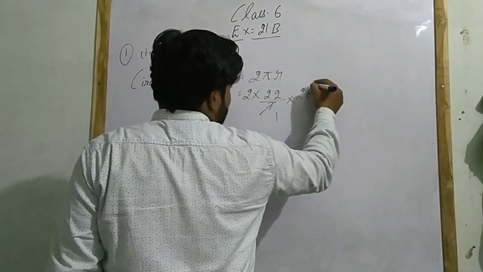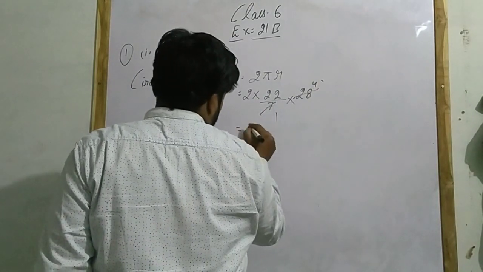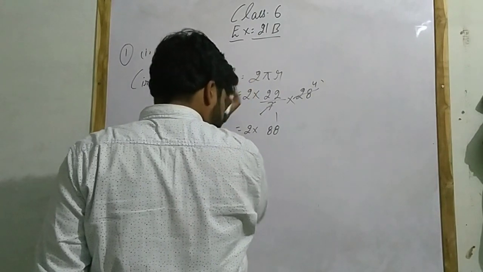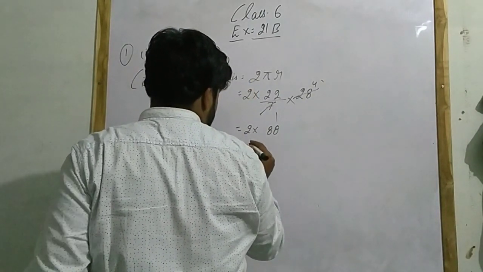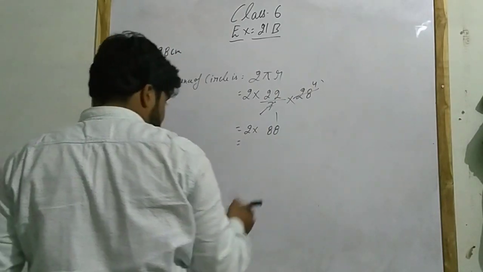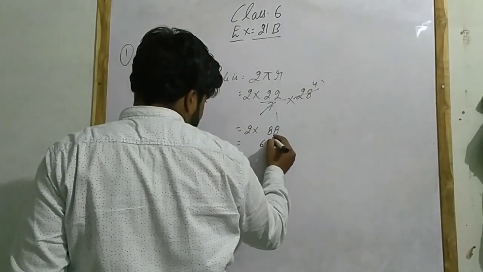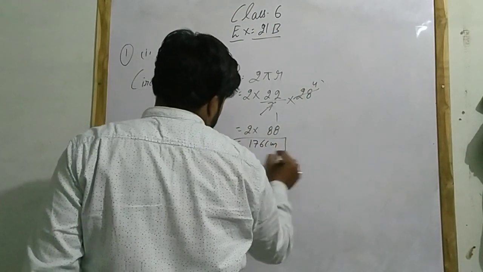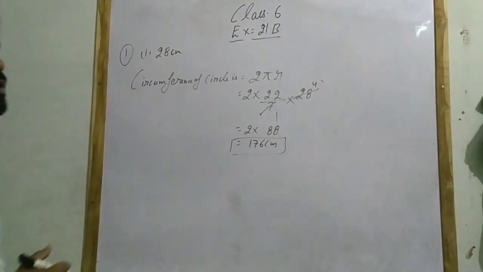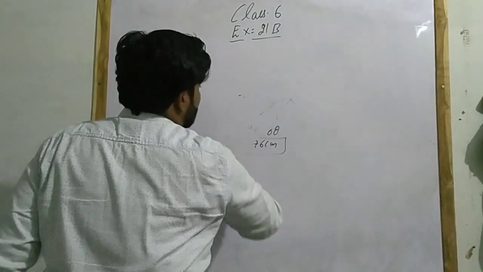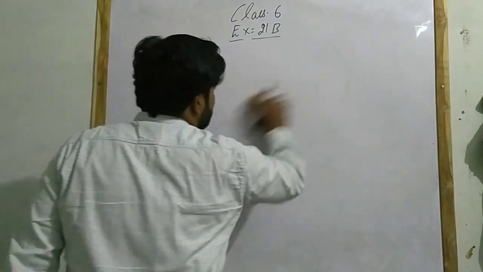7 ones are 7, 7 fours are 28, 2 into 88, it will be 8 twos are 16, carry 1, 176 centimeter. The circumference of the circle is 176 centimeter in question number 1, part first. Now we will discuss question number 2.